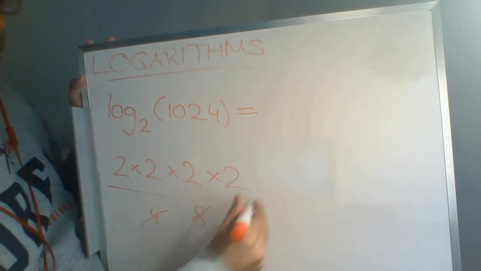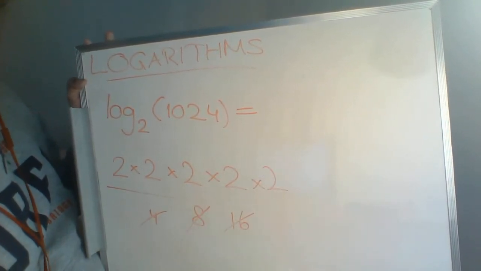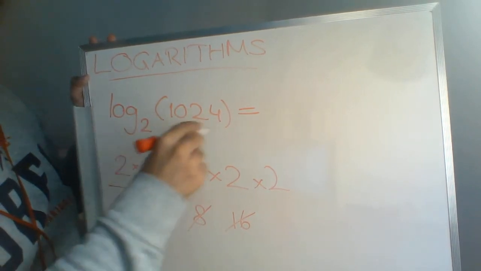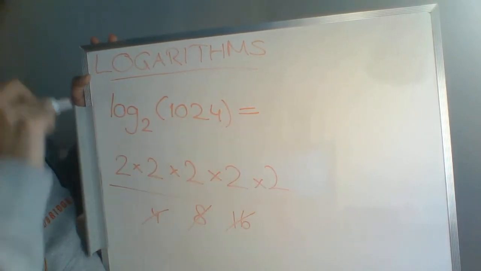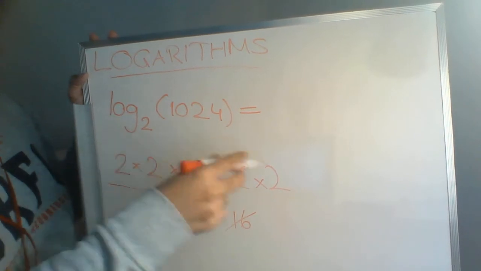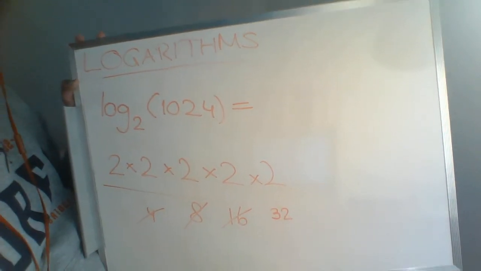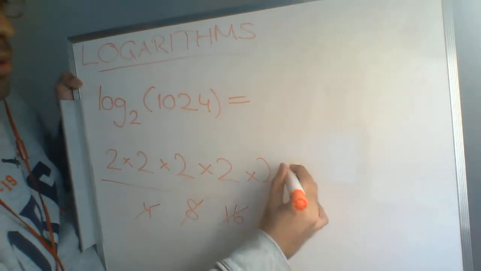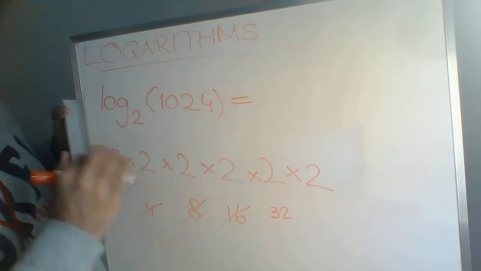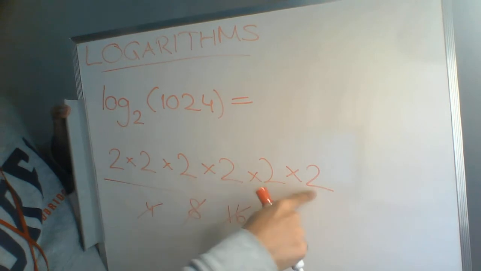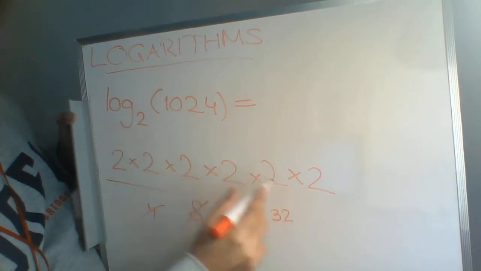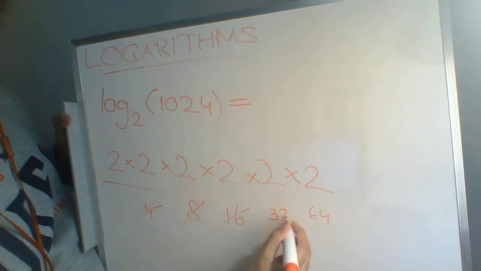Not good enough. Multiply in another one. 2 times 2 times 2 times 2 times 2. So far this is 2 to the exponent 5 is what we have written out here, and that's going to equal 32. Still not enough. We'll throw in a couple more. 2 times 2 times 2 times 2 times 2 times 2. That's 2 to the exponent 6 is going to give us 64.